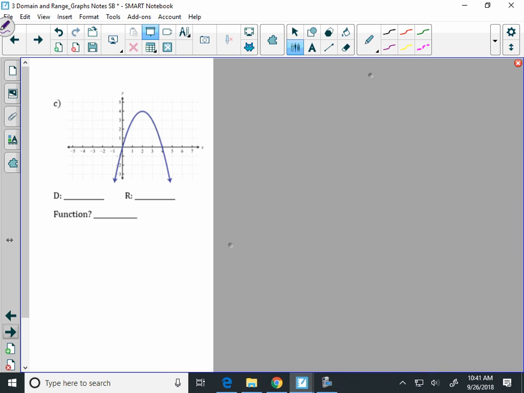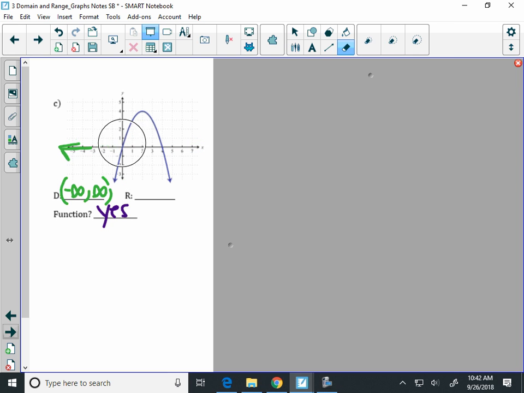All right, a couple more here. Let's do a function first this time. I draw a vertical line, it only crosses once. So yes, this is a function here. Now let's talk about domain and range. I start on the left, going this way. Notice there's an arrow on the left, which means your domain goes to the left forever to -infinity, and then it also goes to the right forever to +infinity.